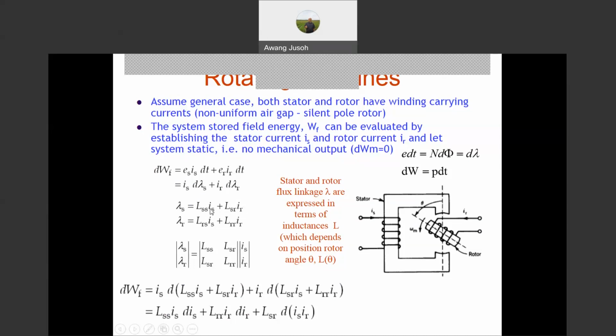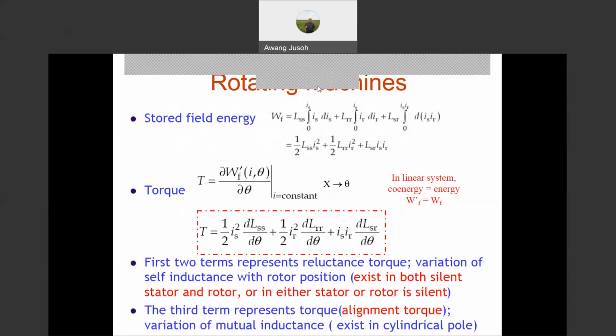where LSS is the self-inductance of the stator part, and LSR is the mutual inductance. And lambda R equals LRS, which is the mutual inductance, plus LRR IR, the self-inductance of the rotor. If we substitute these two equations into this differential of stored energy, we can have this one, and it can also be elaborated like this: dWF equals LSS IS dIS plus LRR IR dIR plus this term, right? And the equation for the stored energy in this system is given by this one.